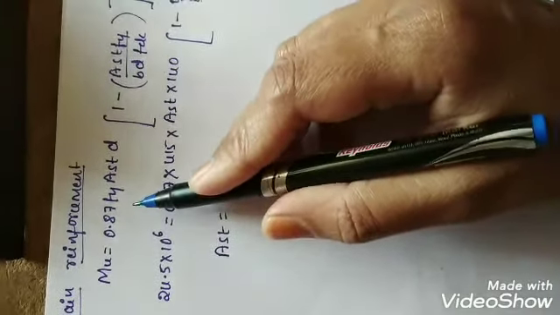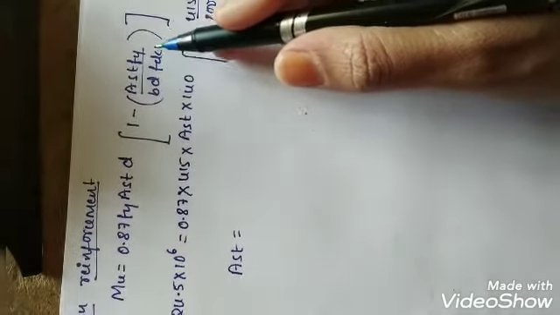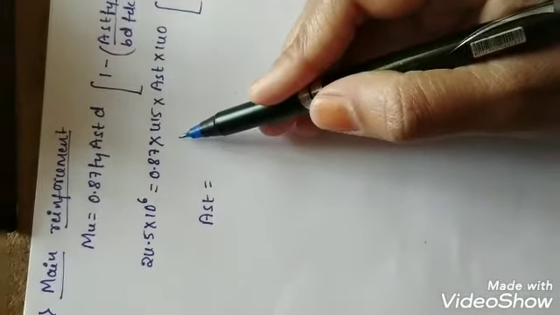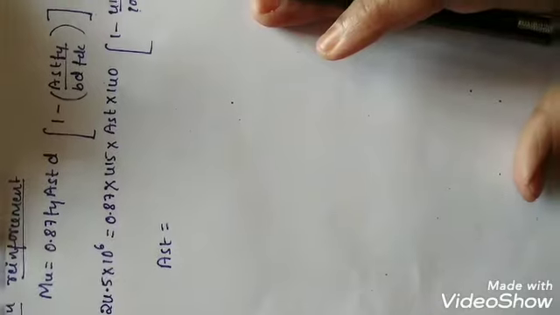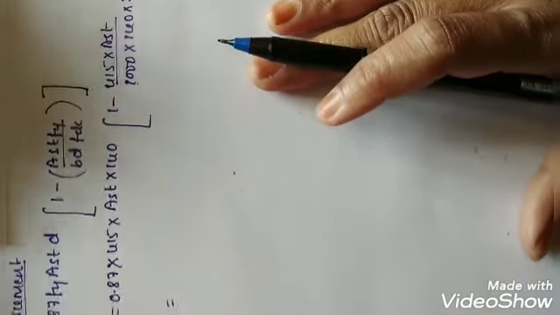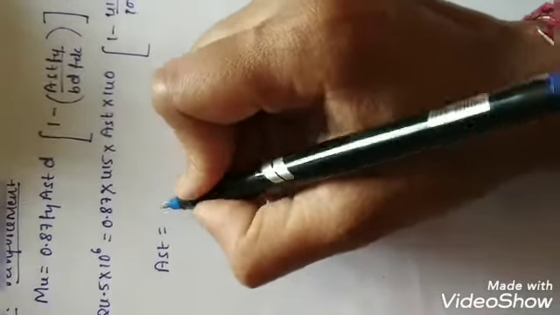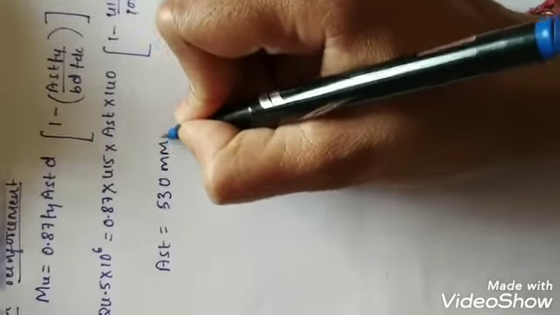Mu is equal to 0.87 fy Ast into d into 1 minus Ast fy by b d fck. So this equation we have used many times. In this equation, I will substitute all the values in terms of Newton and millimeter. If we solve the equation, the Ast value we have got is 530 mm square.